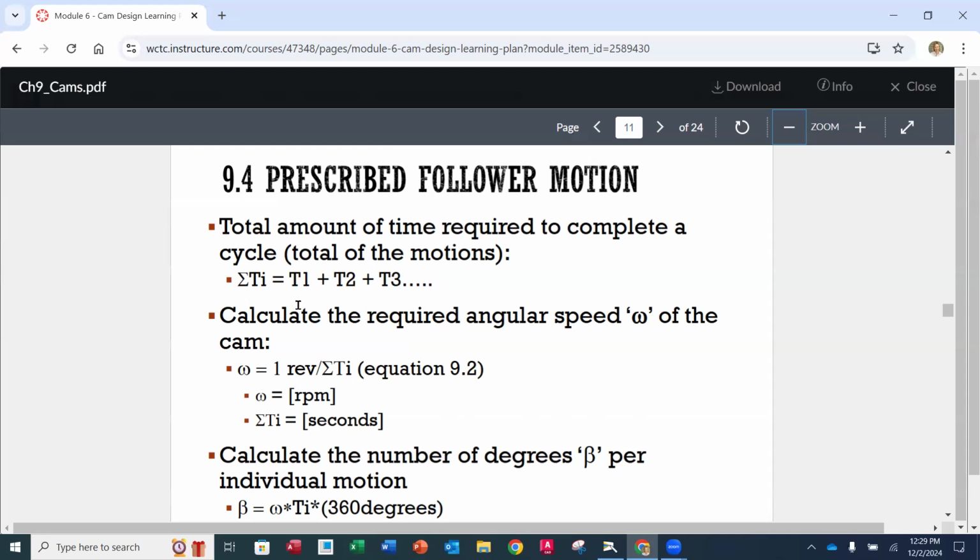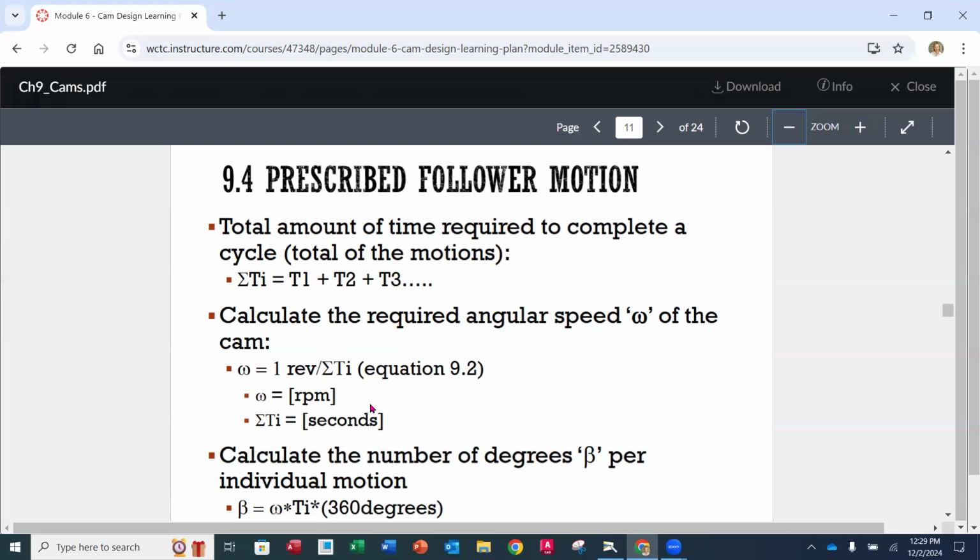That's the total amount of time for one cycle or revolution, and it's going to be equal to the amount of time that we need for the first motion plus the amount of time we need for the second motion, third, fourth, however many there might be. The ones that you're going to be doing for your assignment and for our examples are going to involve 3, 4 motions, and that'll be about it.